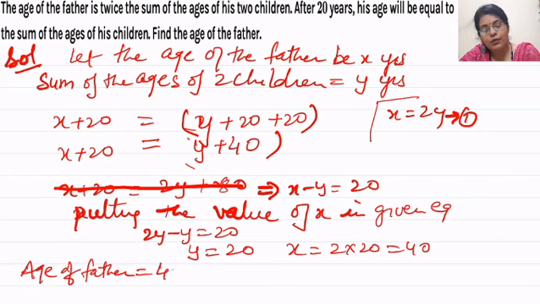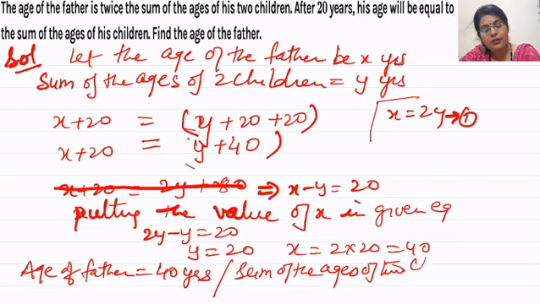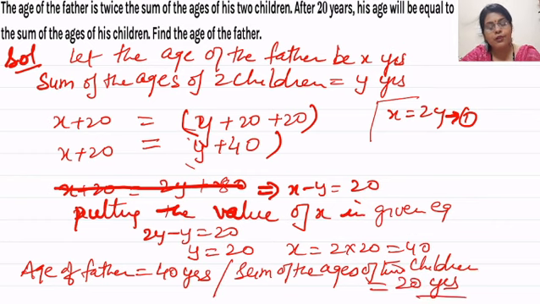So age of father will be equal to 40 years, and the sum of the ages of two children is equal to 20 years. So I hope you have understood this question very well.